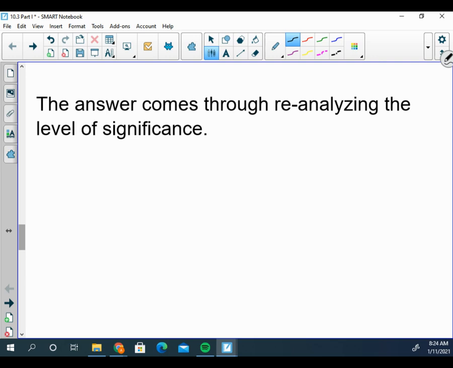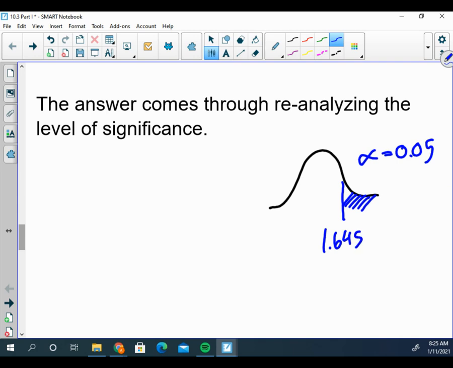Let's go back here. If we look at a 5% level of significance, we're on our standard normal curve. This is some cutoff. Actually, we know what that is: it's 1.645. The level of significance is an area. It is a specific amount. What we said was if our data value fell in it, we would reject the null.